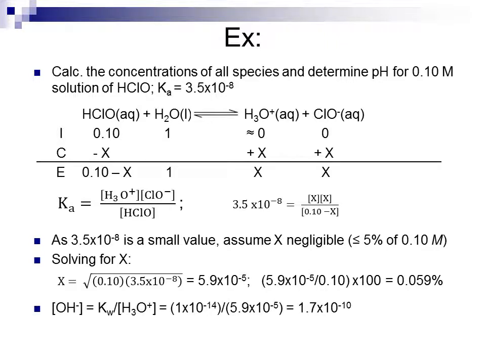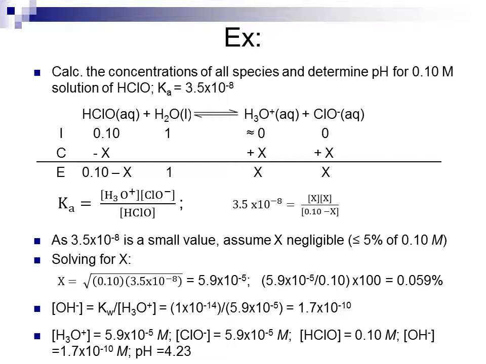The concentration of OH minus then will be our Kw divided by hydronium concentration. 1 times 10 to the negative 14 divided by 5.9 times 10 to the negative 5 gives us a hydroxide concentration of 1.7 times 10 to the negative 10. Hydronium concentration is 5.9 times 10 to the negative 5. The hypochlorite concentration is the same because they ionize in equal amounts. Our hypochlorous acid concentration is assumed to have not really changed at all. And our hydroxide concentration is 1.7 times 10 to the negative 10. If we take the negative log of our hydronium concentration, we get a pH value of 4.23.